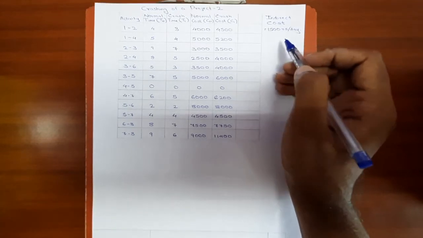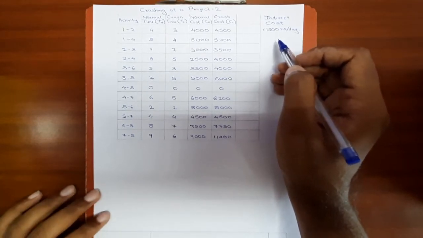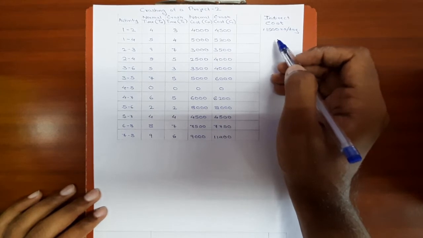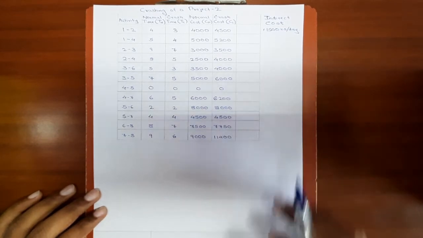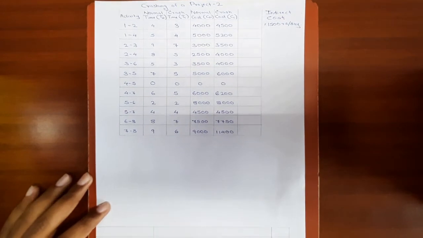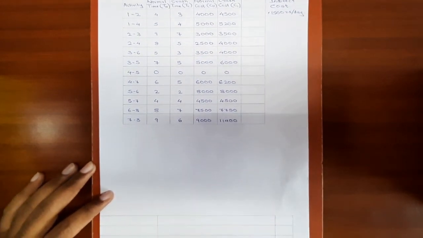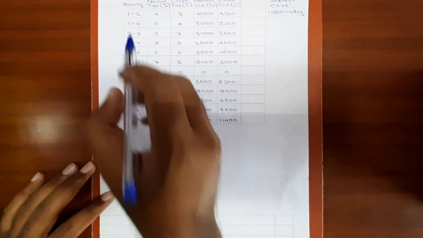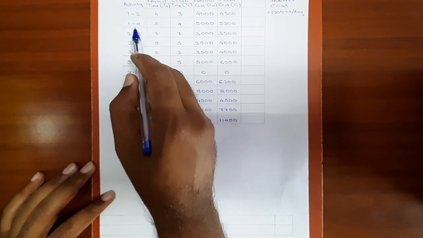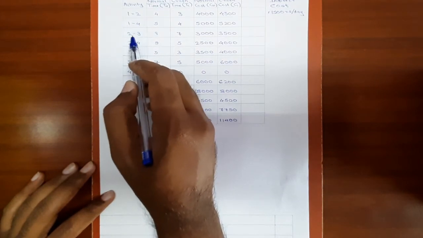Now we have to crash this project network. We have to find out the optimum duration and the corresponding cost of the project. So first step, let's draw the network diagram of the project. Activities 1-2, 1-4, 2-3, 2-4.